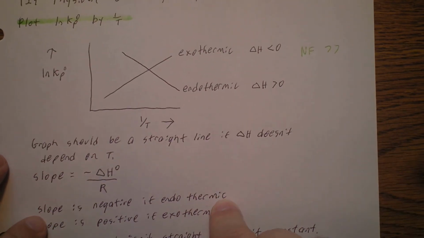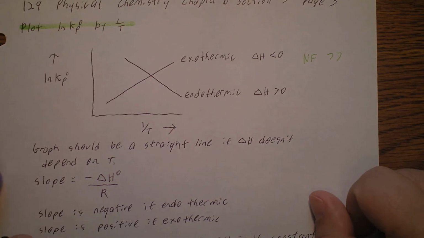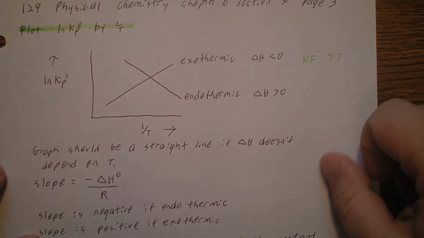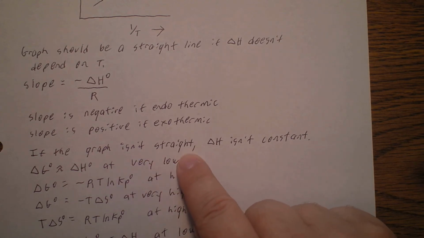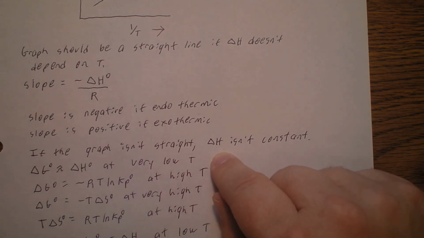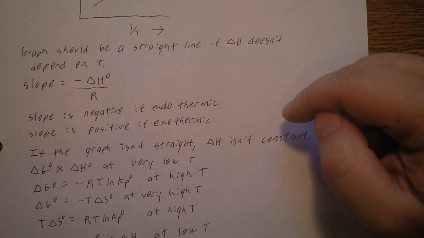Let's see if I can show that. The slope is going to be negative if it's endothermic. The slope is going to be positive if it's exothermic. Now, if the graph isn't straight, then that tells you that your change in enthalpy is not constant with temperature.